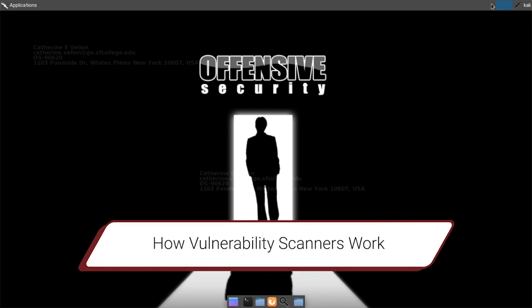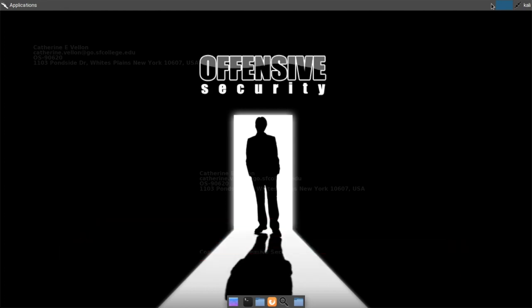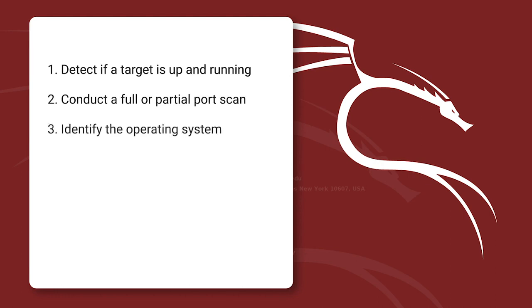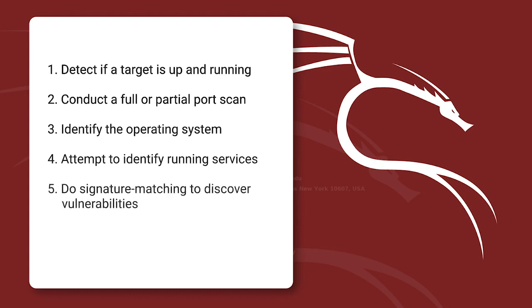How vulnerability scanners work. Vulnerability scanner implementations vary, but generally follow a standard workflow. Most automated scanners will detect if a target is up and running, conduct a full or partial port scan, depending on the configuration, identify the operating system using common fingerprinting techniques, attempt to identify running services with common techniques such as banner grabbing, service behavior identification, or file discovery, and execute a signature matching process to discover vulnerabilities.